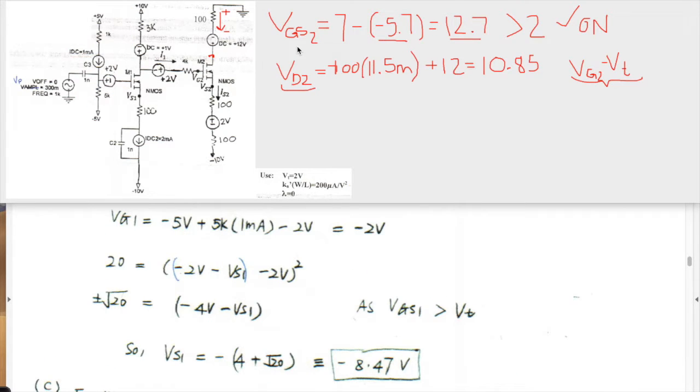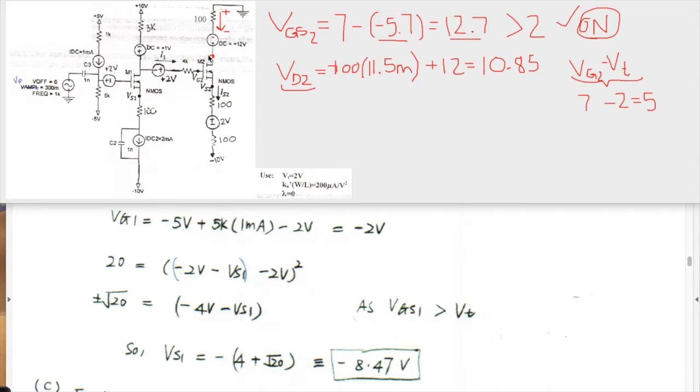So the next thing we need to solve is to figure out if these transistors are indeed saturated, which was our original assumption. So we need to compare VGS2 to VT, and in this case it's a 7 for VG2, minus the minus 5.7, which was VS2, and that does equal 12.7, which is greater than 2, so therefore it is on. We also need VD2 to be greater than VG2 minus VT. So VG2 was 7 and VT is 2, so that has to be greater than 5.